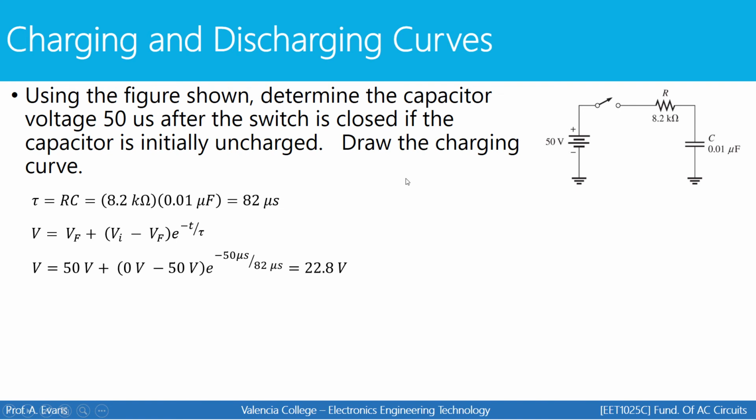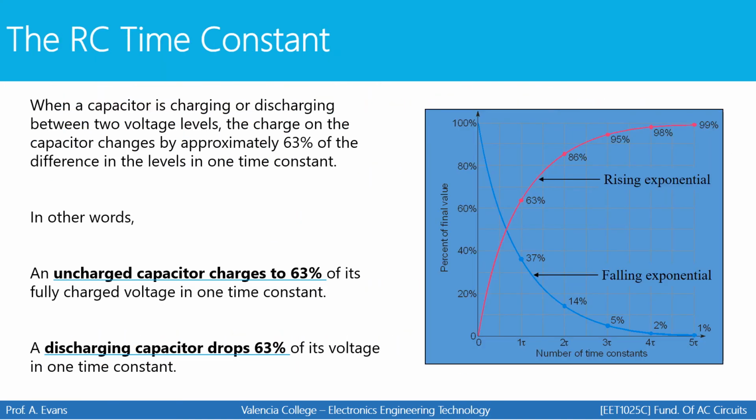And now we're going to draw the charging curve. In order to do that, you need to know the value of the voltage for the first 5 time constants. So let me go back. We're going to rely on these percentages here. These percentages will never change. So after 1 time constant, you're going to have 63% of your final value. After 2 time constants, you'll have 86. After 3, 95. After 4, 98. And after 5 time constants, you have 99%.